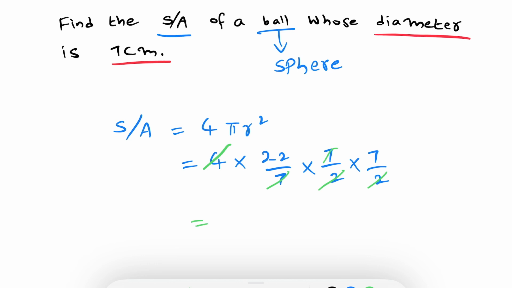So we remain with 22 times 7, which equals 154. We are finding area and all the units are in centimeters. So our final answer will be 154 centimeters square.